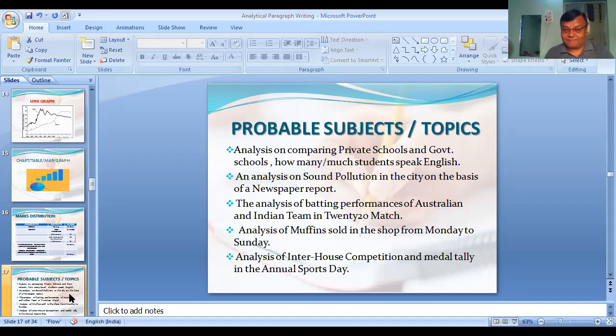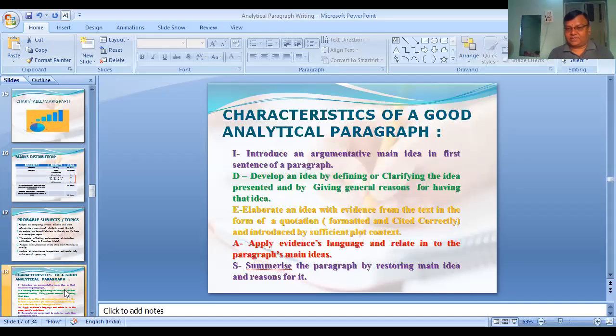An analysis of muffins sold in a shop from Monday to Sunday. Muffins, cupcakes. How many cakes are sold on Monday? How many cakes are sold on Saturday and Sunday? They will give this graph, and you have to analyze. Analysis of inter-house competition and medal tally in the annual sports day. So children, I feel this is a new experiment, and actually it is a very competency based question. It is now included in our exam.